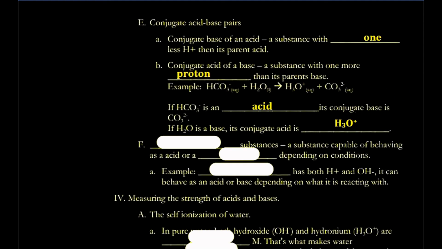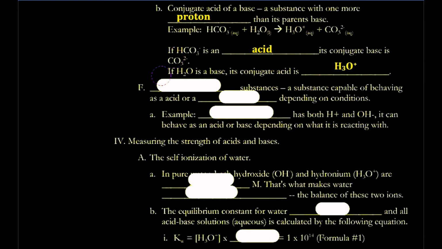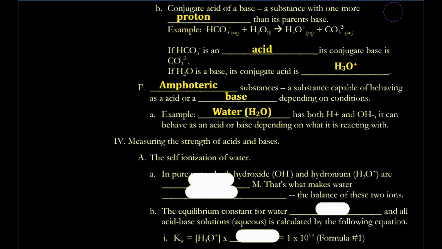Now, there are some substances that can do both, and these are called amphoteric. They are a substance capable of behaving as an acid or as a base depending on their conditions. For example, water has both hydrogen and hydroxide, and so can behave as an acid or a base depending on what it's acting with.